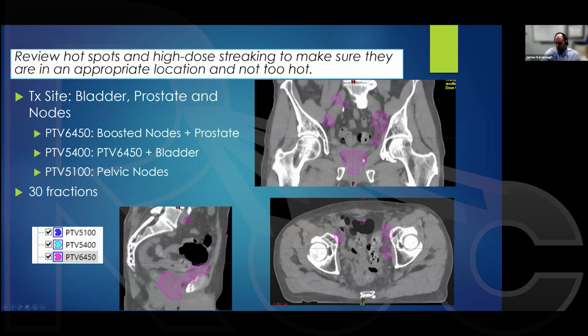So 6450 was the prostate and the boosted nodes, which is basically what you can see here in pink. So the boosted nodes plus prostate, all of that going to 6450. 54 gray was that volume plus the bladder. I don't have that turned on, but that will be light blue. And 51 gray is the pelvic nodes. That'll be dark blue. So it looks something like this.